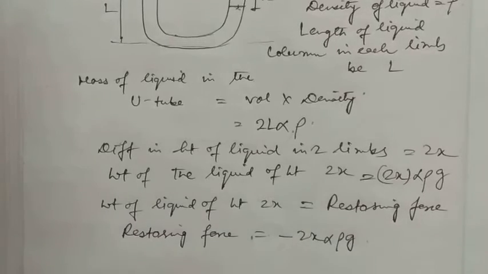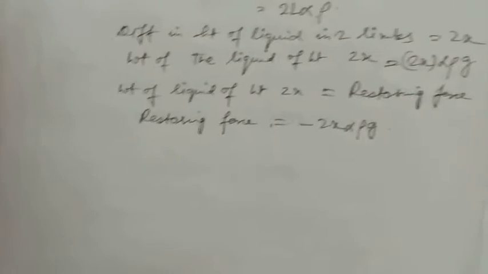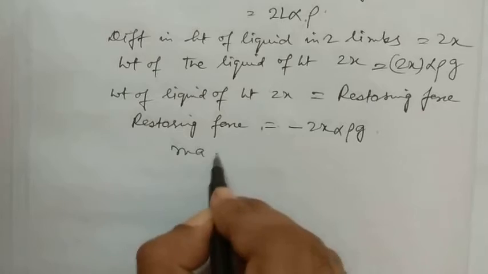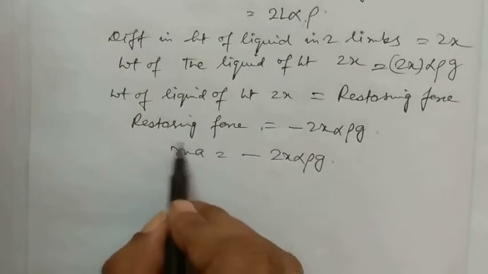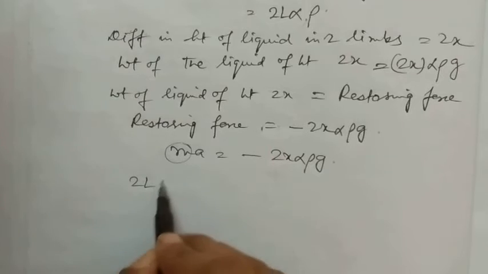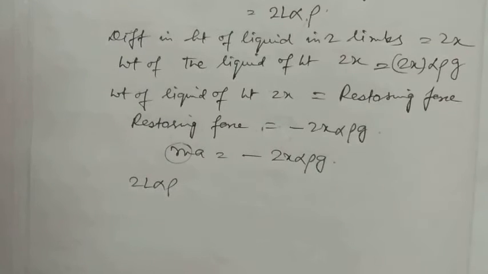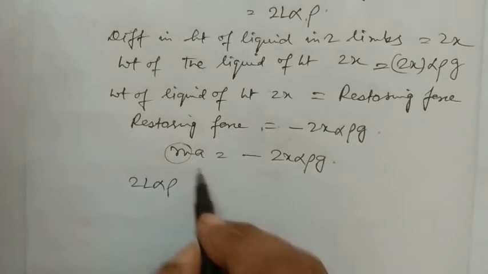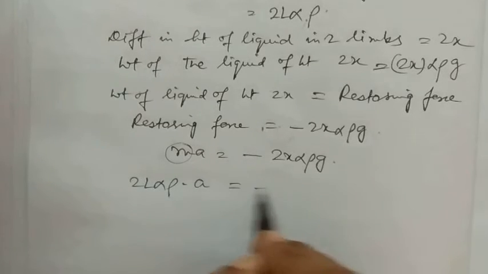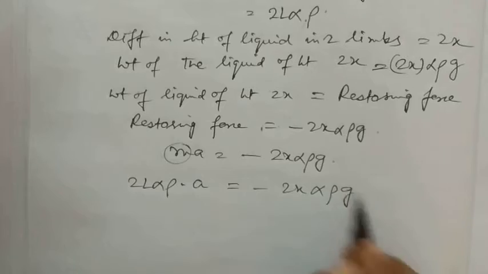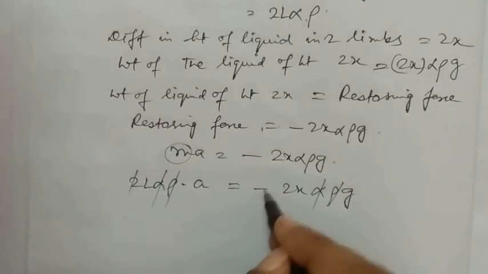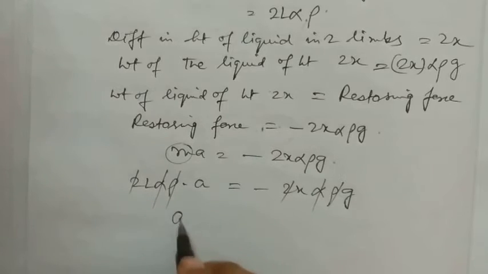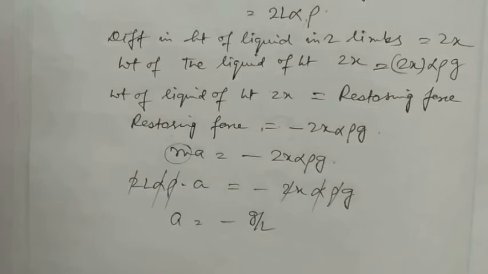rho g. Now if we equate this with ma, force means ma, so minus 2x alpha rho g, and instead of m we write 2L alpha rho. Already we have found the total mass of the liquid in the two limbs, that is 2L alpha rho, into acceleration is equal to minus 2x alpha rho g. From this alpha and rho get cancelled and also 2 gets cancelled. So a is equal to minus g by L times x.